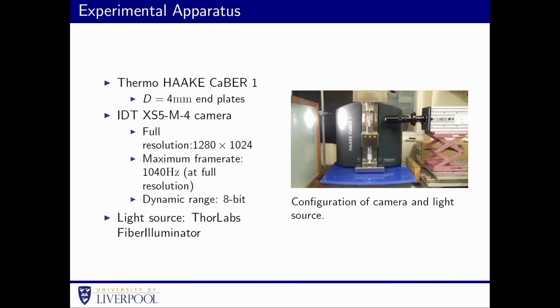Okay, so our methods, we used a commercial Thermo Haake CaBER 1 device equipped with 4mm end plates. And instead of relying on the laser micrometer to measure the filament evolution, we used a high-speed camera which was backlit. So we produce essentially shadowgraphs of the filaments.